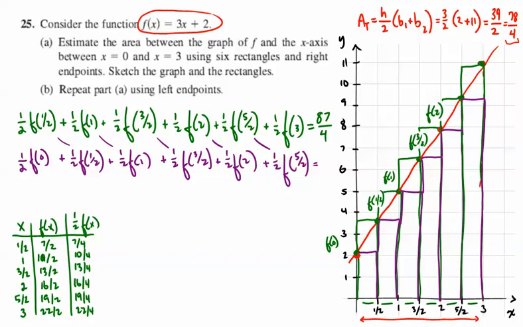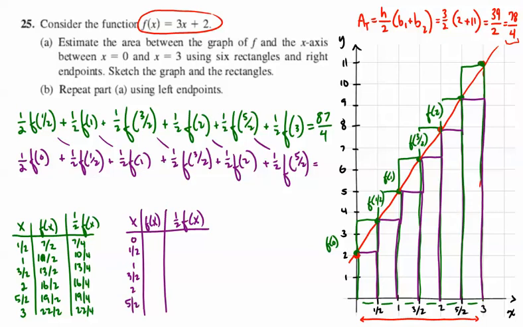Now, when we use the left endpoints, we never use the last one. When we use right endpoints, we never use the first value. So since we've already calculated these, I'll just go quickly and make a new table. We have x, f of x, and 1/2 f of x. This time instead starting at 0, at 1/2, at 1, at 3/2, at 2, and 5/2.